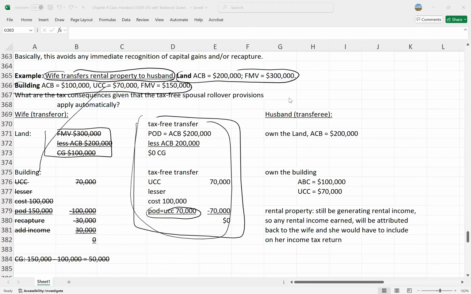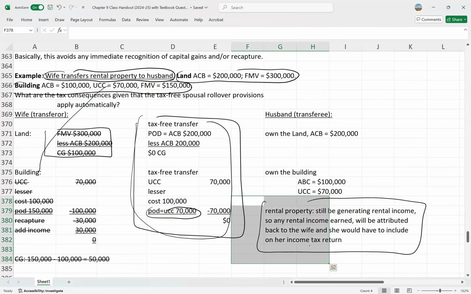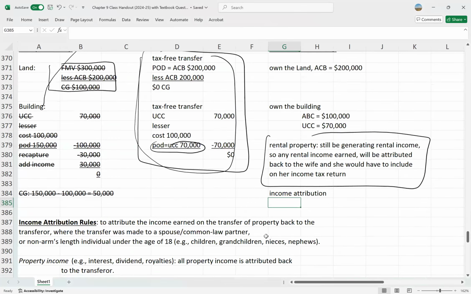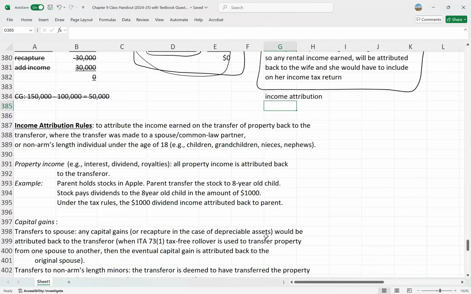So on the next page, this here is what we call income attribution, meaning the income is attributed back to the wife. I summarized some income attribution rules here. You can just read through them on your own. I've summarized the main income attribution rules.